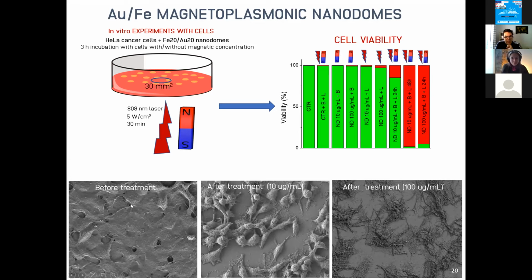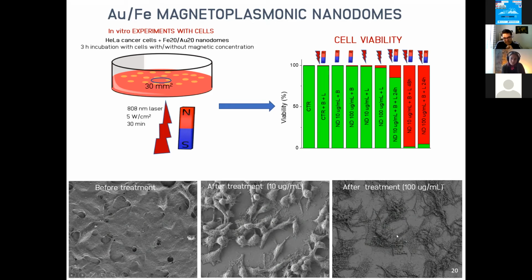These are the SEM pictures of the cells before the treatment, as you can see here. After the treatment, you can see how the state of the cell changed, but at least the membrane has not been disrupted. However, when we increase the concentration of the nanodomes, we cause more heating, and you can see that the cells were completely destroyed. The membranes could not withstand the increase in heating, and they were completely destroyed.